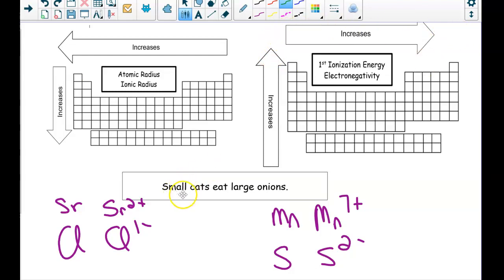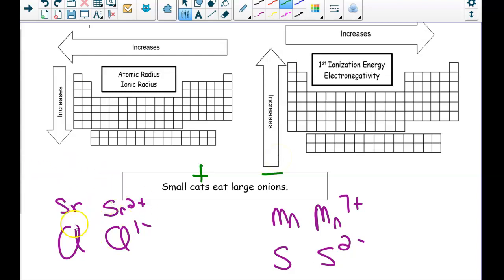And then we did something to help us distinguish between parent atoms. Strontium and chlorine are parent atoms. Their ions are strontium 2 plus, and the ion of the parent atom of chlorine is chlorine 1 minus. We use this little silly phrase, small cats eat large onions. Small cats means cations. That's what CAT stands for in our little trick here. And large onions stands for negatives or anions.